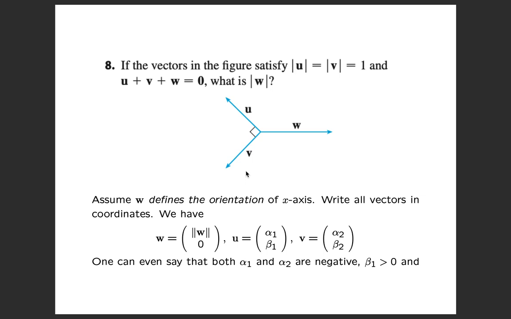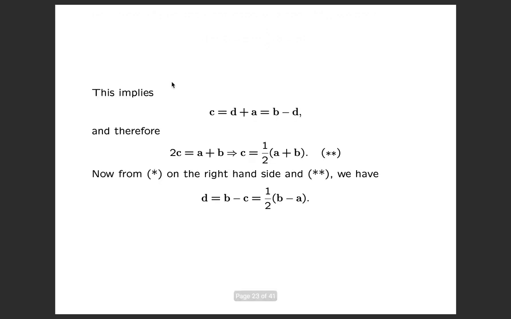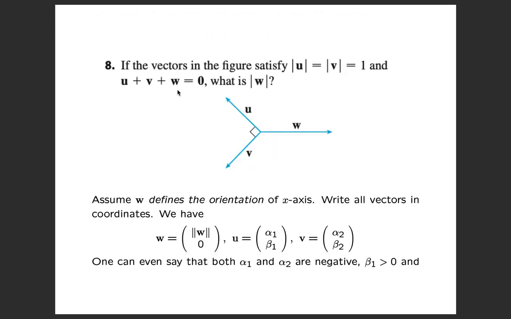We have three vectors, u, v, and w, on the plane, so in V2, or R2, such that the sum of those three vectors vanishes, and the norm of the first two vectors, u and v, is 1. In other words, those vectors are unit vectors. Moreover, we assume some orthogonality between u and v according to the figure, which is just recopied and pasted from the book. Question: what is the norm of the third vector w?